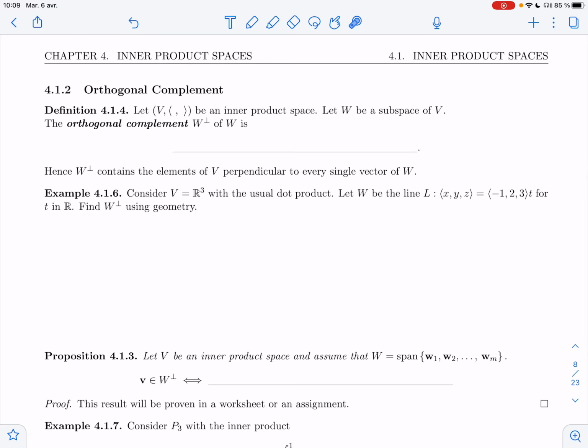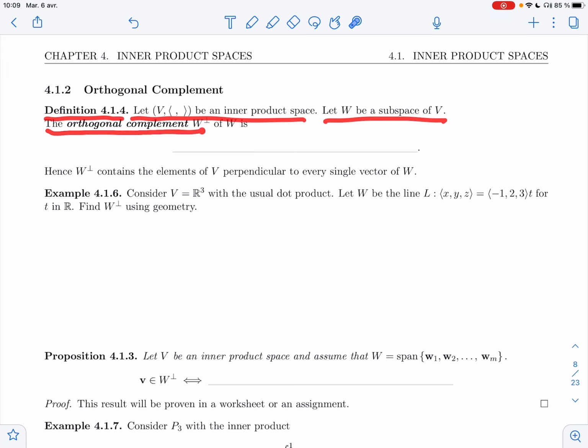In section 4.1, we talked about inner product and we actually defined angles and lengths using it. In section 4.1.2, we'll be talking about orthogonal complement. That's going to be important when we start looking at projections. So definition 4.1.4, let V be an inner product space, let W be a subspace of V.